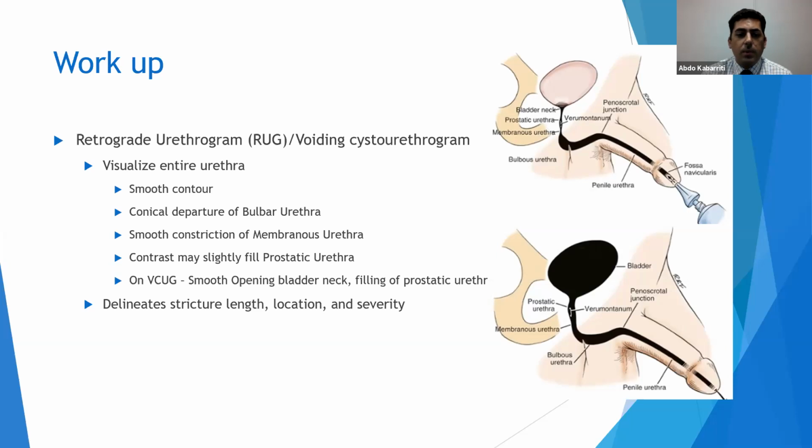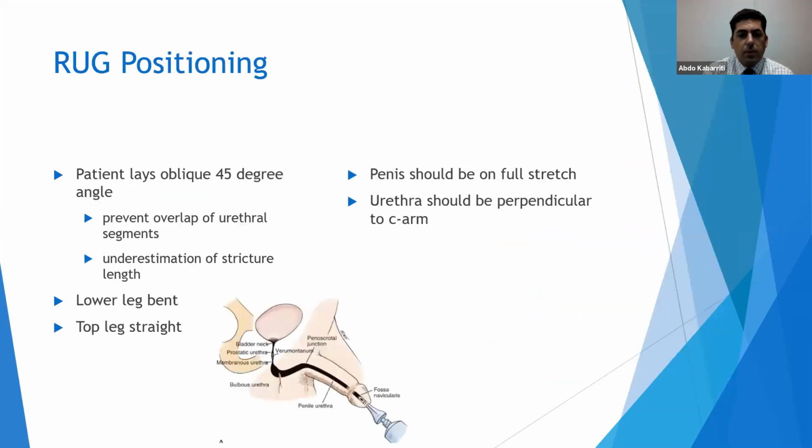The retrograde urethrogram and the voiding cystourethrogram allow you to delineate the stricture length, location, and severity. Now, there are drawbacks to the RUG and VCUG, specifically as they are operator dependent. And I would recommend that if you're going to manage these patients, you do the RUG and VCUG yourself. The other thing is they can underestimate a bulbar stricture length in terms of how long it is on the bulbar urethra.